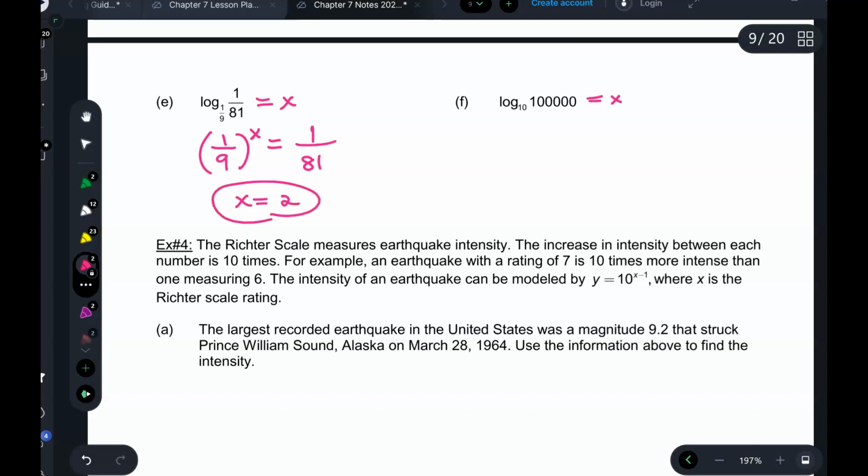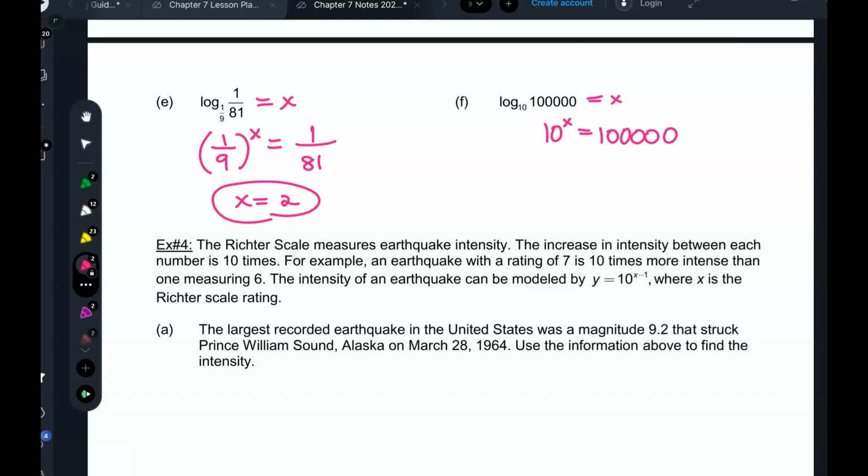And last, we have 10 to what power gives us 100,000, and that's 5. How many zeros do we have? 5. It's 100,000, adding 4 zeros. No, but it's 10 to what power? 1, 2, 3, 4, 5.